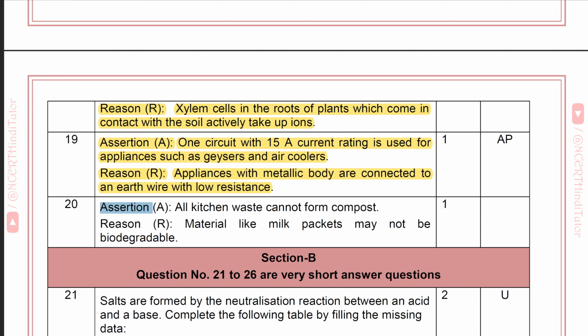Question 20. Assertion A. All kitchen waste cannot form compost. Reason R. Material like milk packets may not be biodegradable. Here comes option A. Both A and R are true and R is the correct explanation of A.